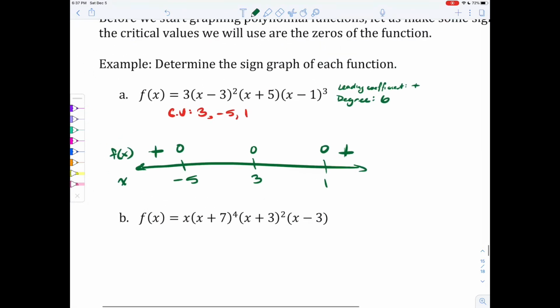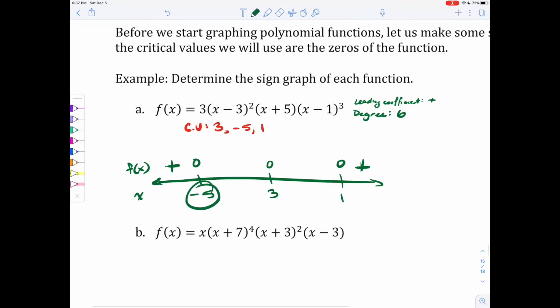So looking at this one, as we hit -5, we know -5 has odd multiplicity, so this function will change signs. Instead of being positive, it'll cut through and go into negative land. As we hit 3, we note 3 has an even multiplicity, which means it'll be doing either positive to positive or negative to negative. Well, since it's negative here, it must then be negative there.